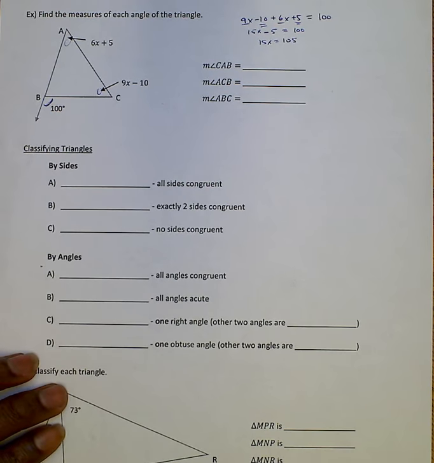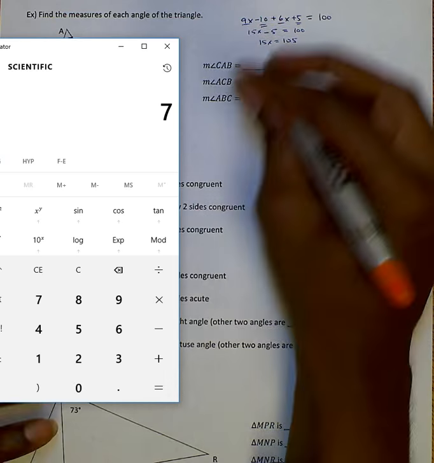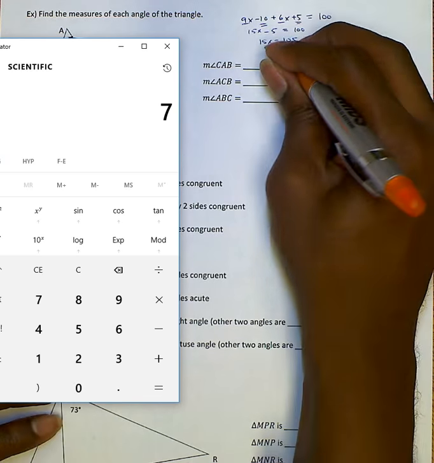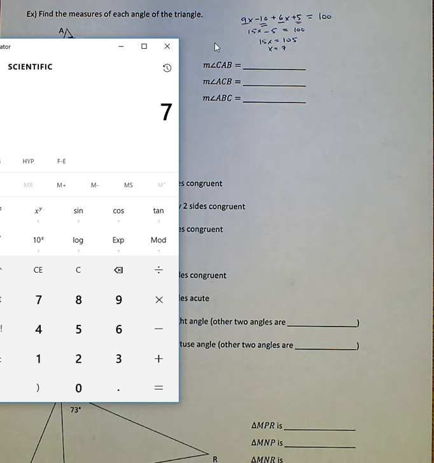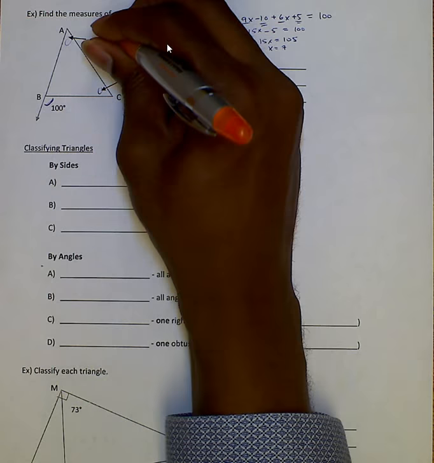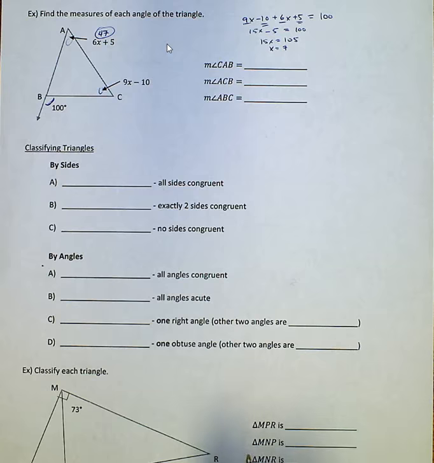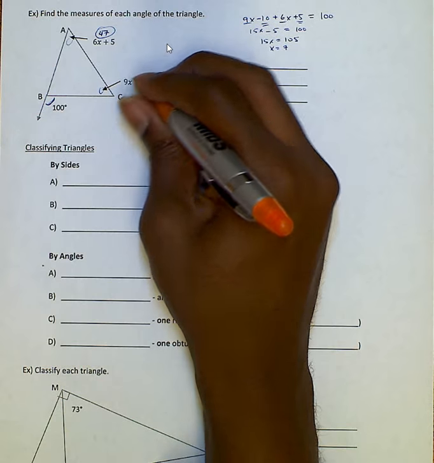Okay. So now I will divide 105 by 15. And that gives me x is 7. Notice that they did not ask us to find x. They wanted us to find the measure of each angle. So we're going to make sure that we plug this in and find that answer just like they wanted to. So plug 7 in for x here, that's 42 plus 5. 7 in for x here, that's 63 minus 10 is 53.